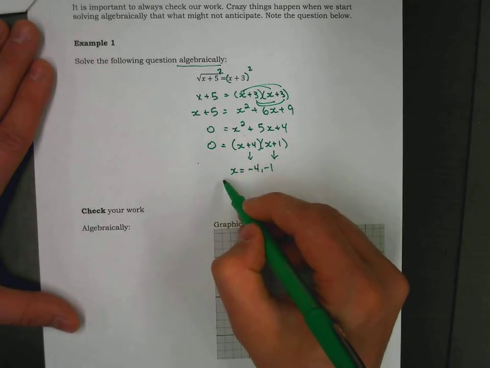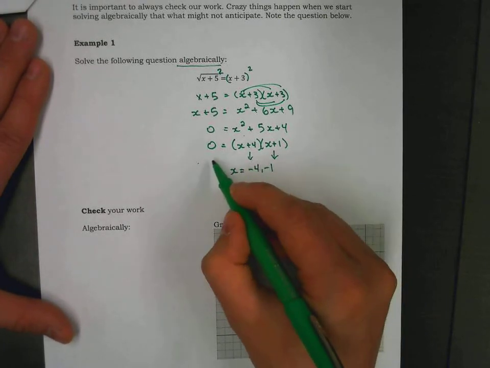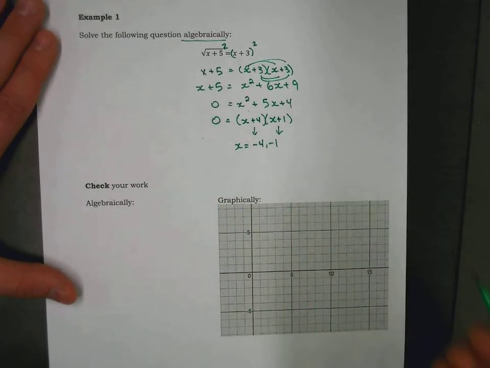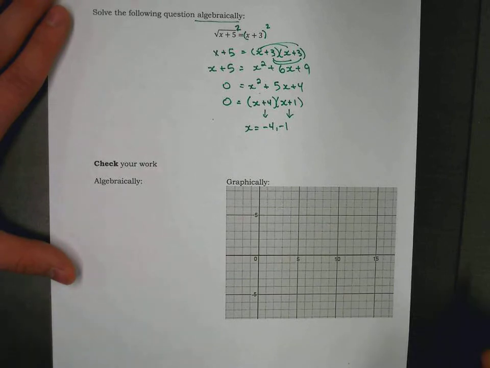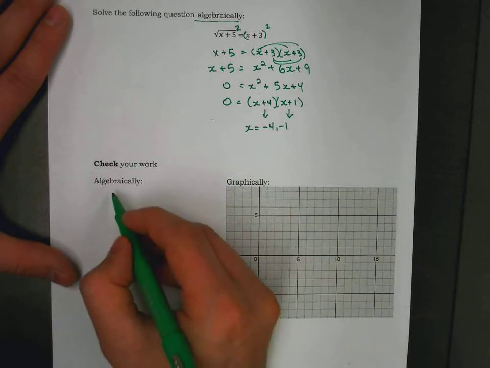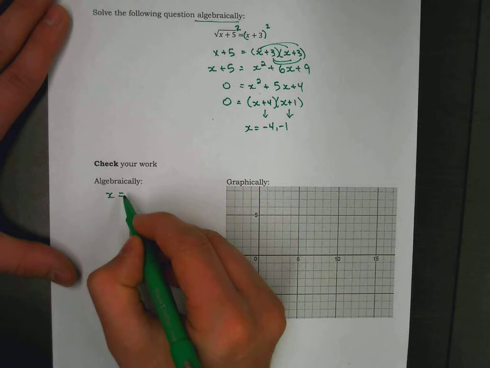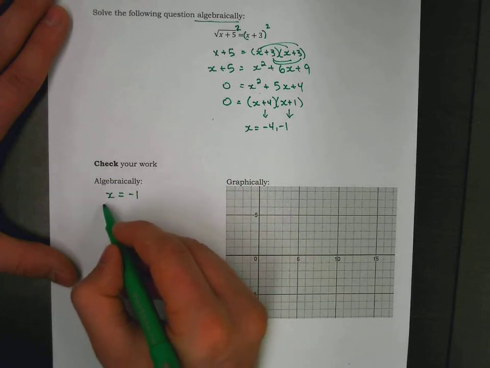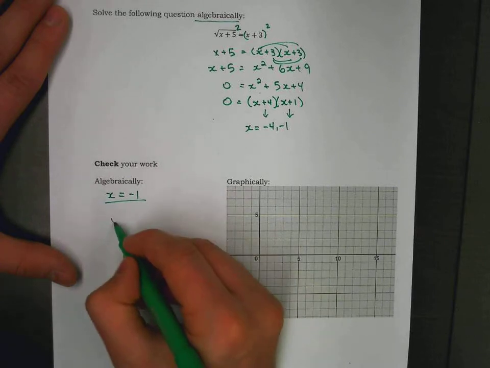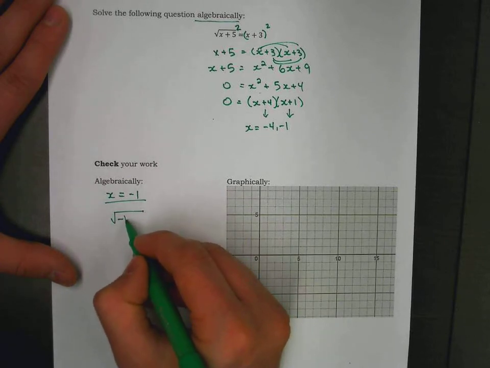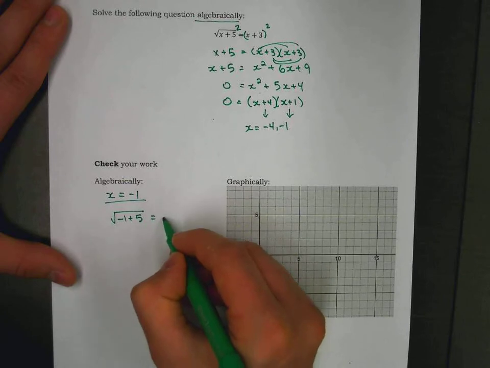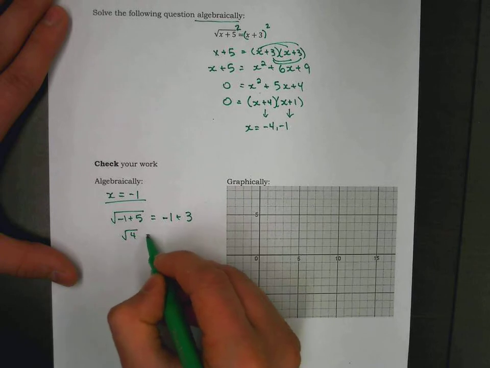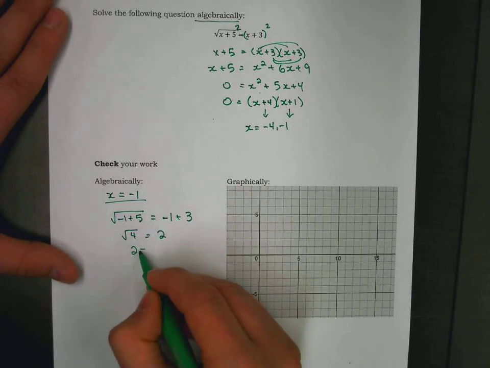But before I box that up, I'm a little bit unsure, and I do need to check my work algebraically like we should have on the previous page. So let's take each of these and plug them back into the original example to check to see if this actually works. I'll start with -1. The square root of x plus 5 should equal x plus 3. We have the square root of 4 should equal 2. And in fact, 2 does equal 2.